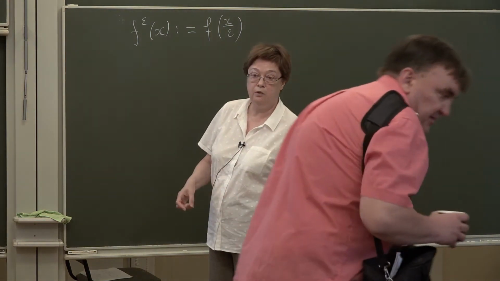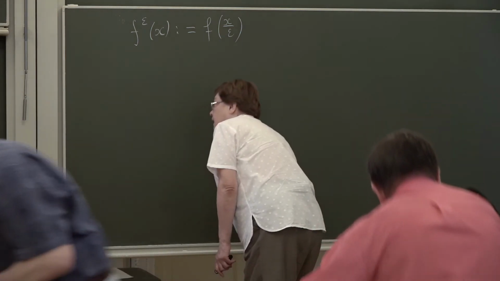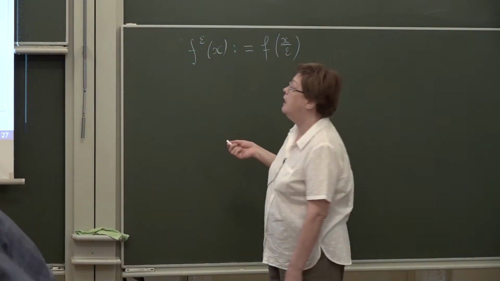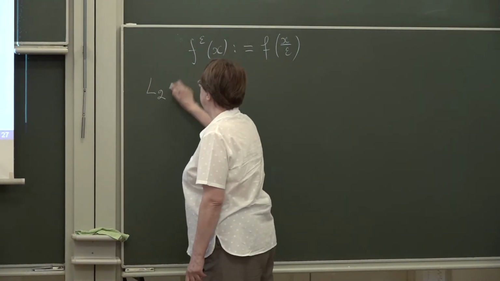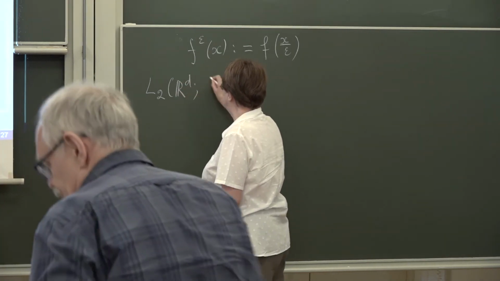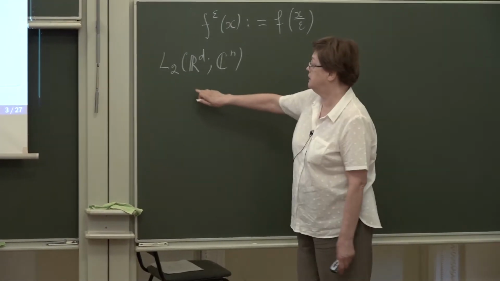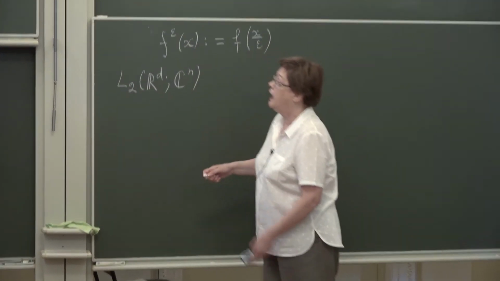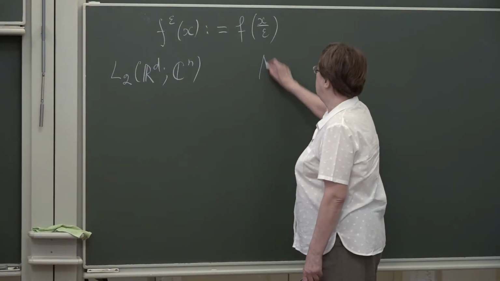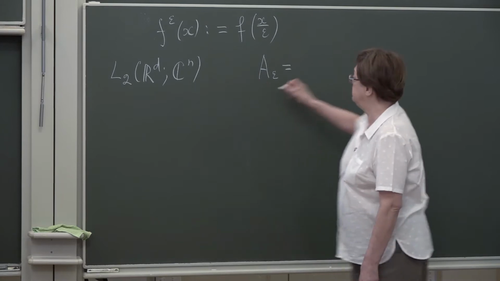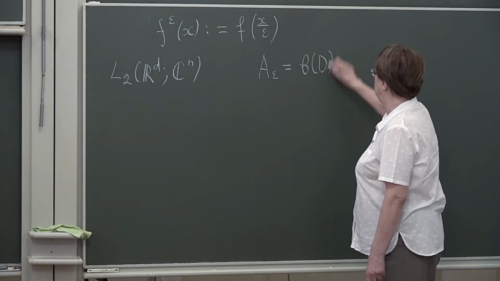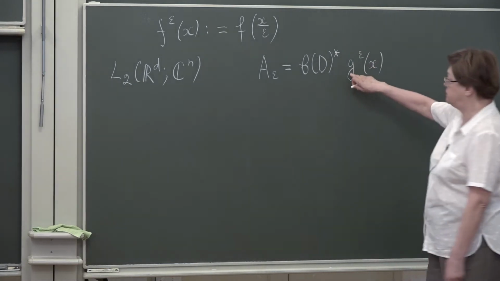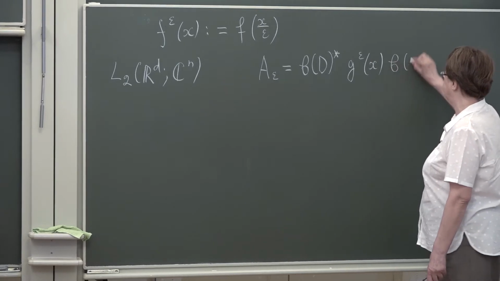Now we introduce our main object. It is a second order elliptic operator, A epsilon, acting in the space L2 of R^d with values in C^n. So it's the L2 space of C^n valued functions in R^d. And we assume that the operator A epsilon is given in a factorized form: B of D star, G epsilon of x, which is G of x over epsilon, B of D.